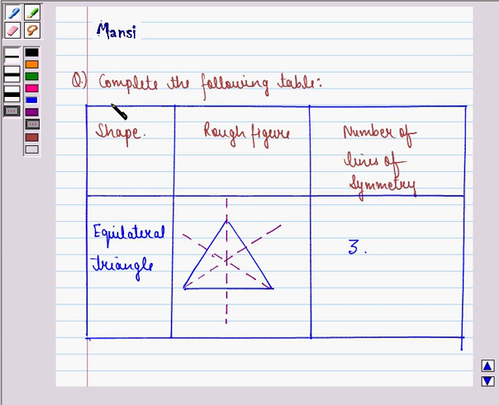For example, first of all in the first column we are given the shape. First is an equilateral triangle, then we are given the rough figure. So first of all we make an equilateral triangle here and then we have to find the number of lines of symmetry.